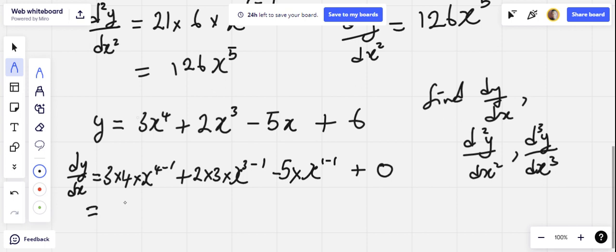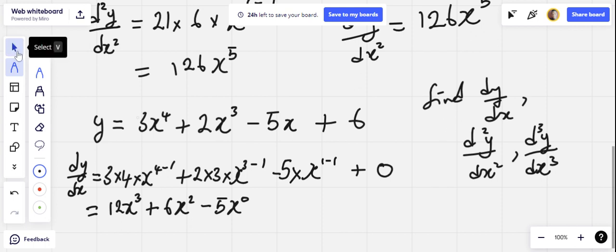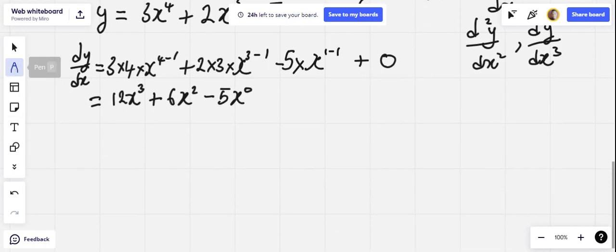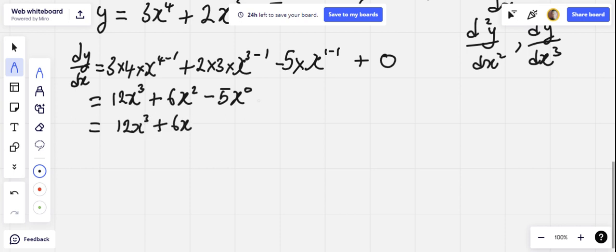So this will be equal to 3 times 4 is 12, x raised to the power of 4 minus 1 is 3. Plus 2 times 3 is 6, 6x raised to the power of 3 minus 1, and 3 minus 1 is 2, so 6x squared. Minus 5, 5x raised to the power of 1 minus 1 is 0, so 5x raised to the power of 0. Okay, that 0 there is gone. So this will be equal to 12x raised to the power of 3 plus 6x squared.